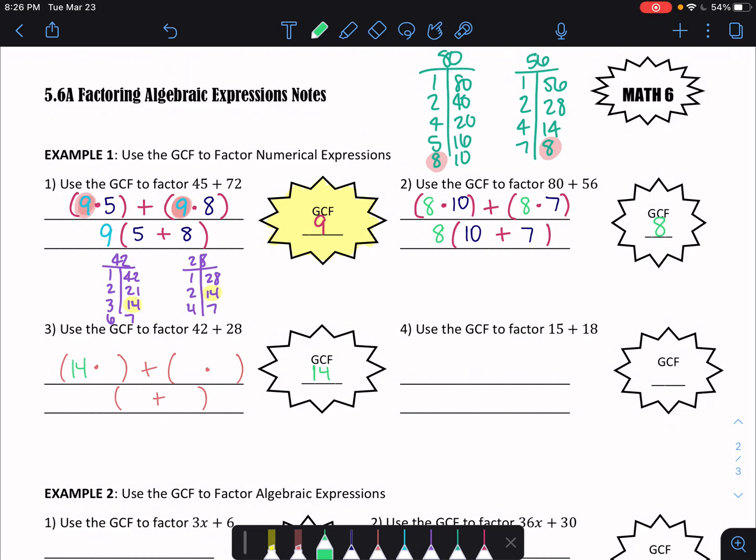So I'm going to have 14 listed for both of these. And then I'm going to ask, what times 14 gets me to 42? Well, I can see in my list of factors here that 14 times 3 gets me to 42.